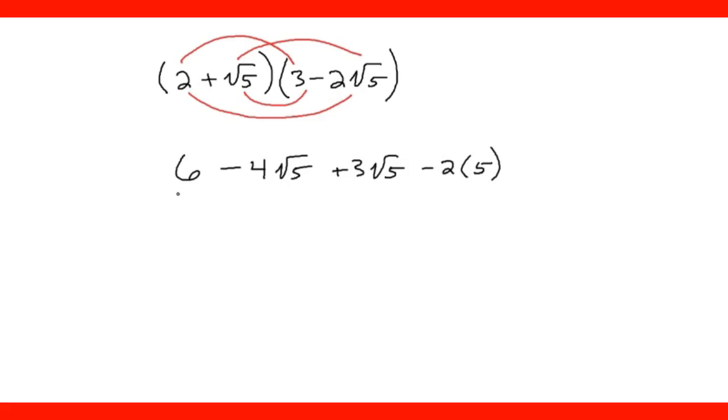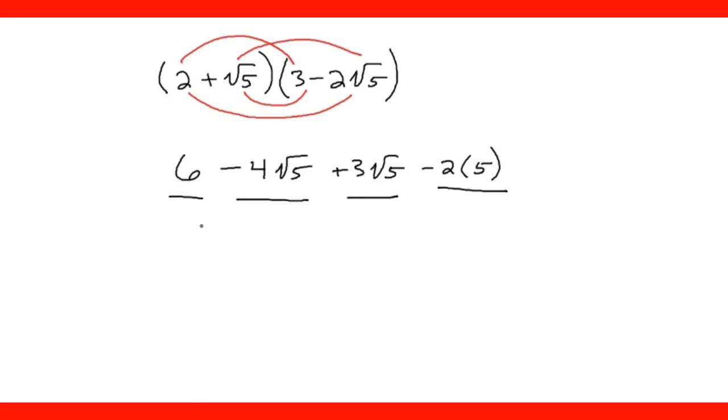Okay, here's my F. 2 times 3 is 6. My O, 2 times negative 2 radical 5 is negative 4 radical 5. My I is 3 radical 5. And then my L, notice I've got buddies, but I also have that 2 there. So I write the 2 down, and my buddies give me 5. So this is actually going to be a minus 10.